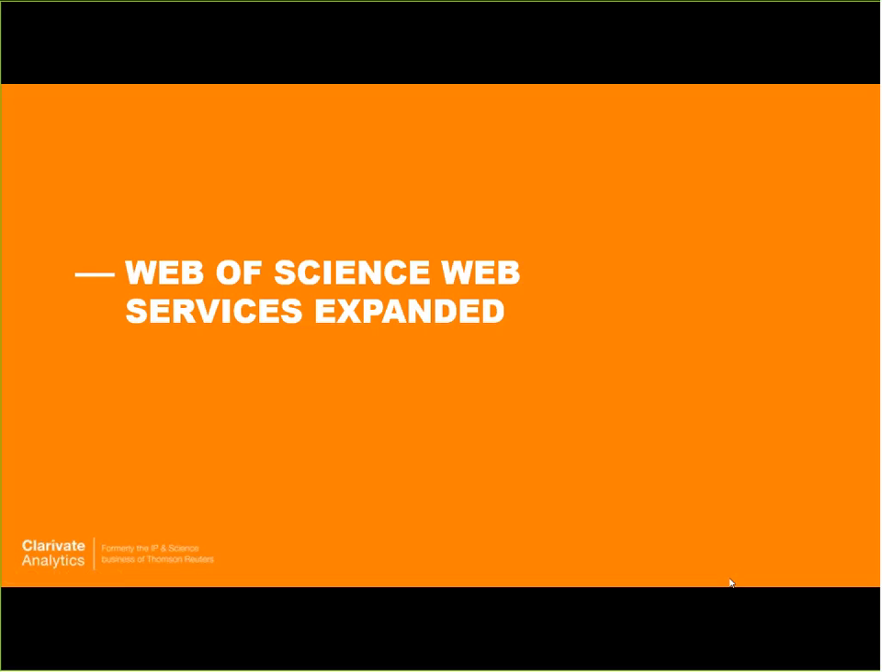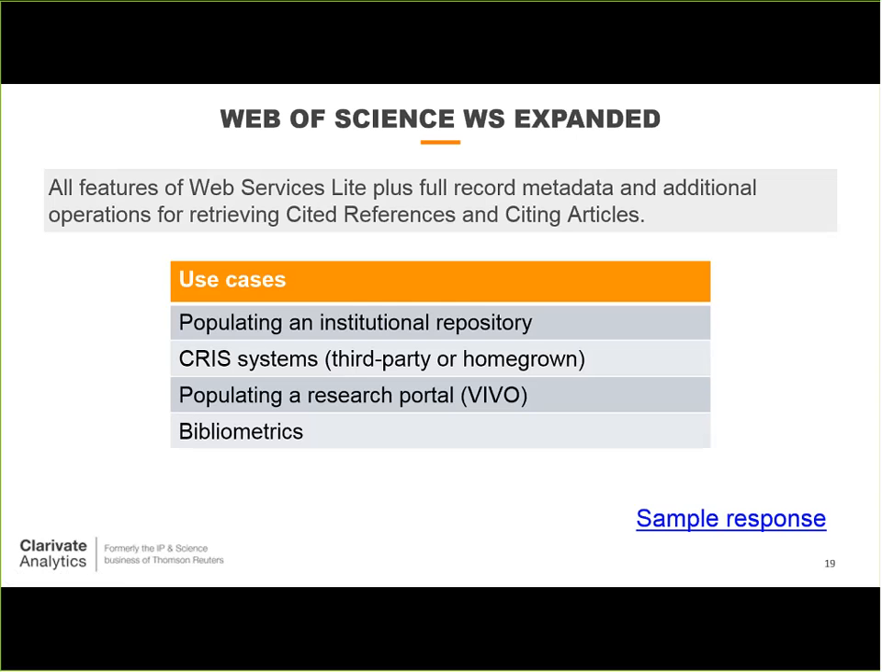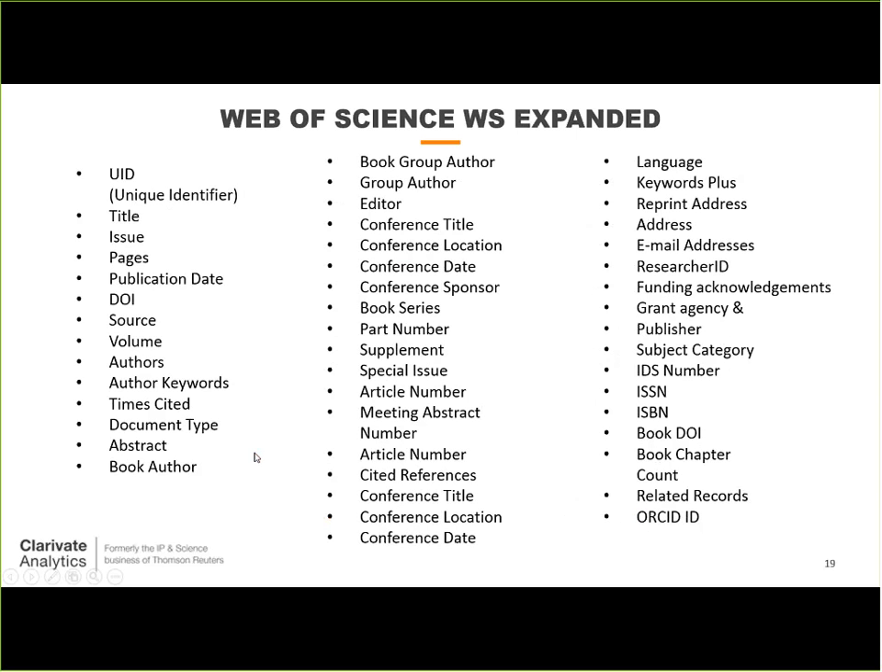What about the expanded? So as I said before, they're similar in use, but expanded has a lot more information. So the use cases would be the same, but because Web Services Expanded also has information on cited references, on citing articles, then it can also be used for bibliometrics. So that is an extra use case. And this is the information that is returned from Web of Science Web Services Expanded. So it's not about only UT, title, issue, pages, date, DOI, source, etc.